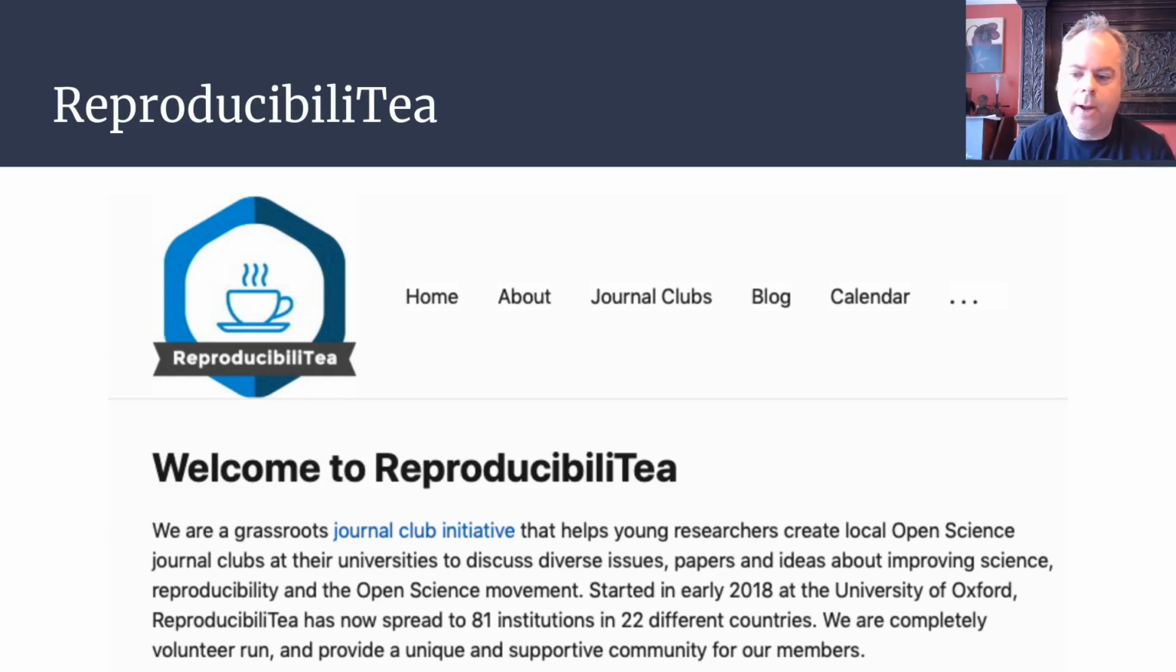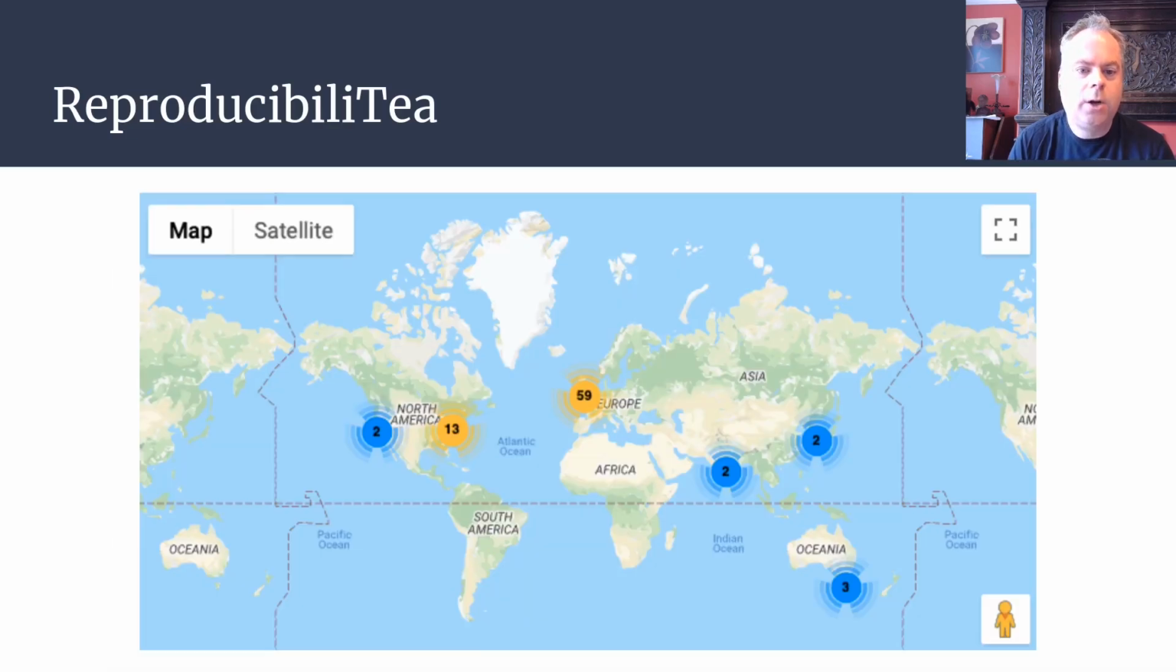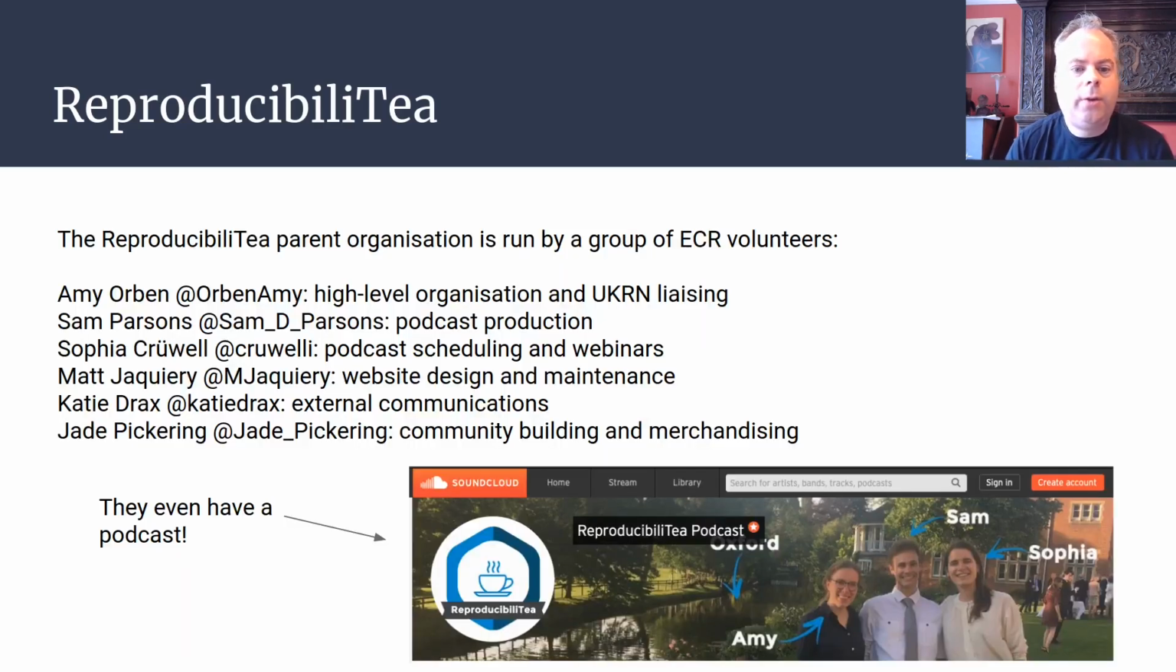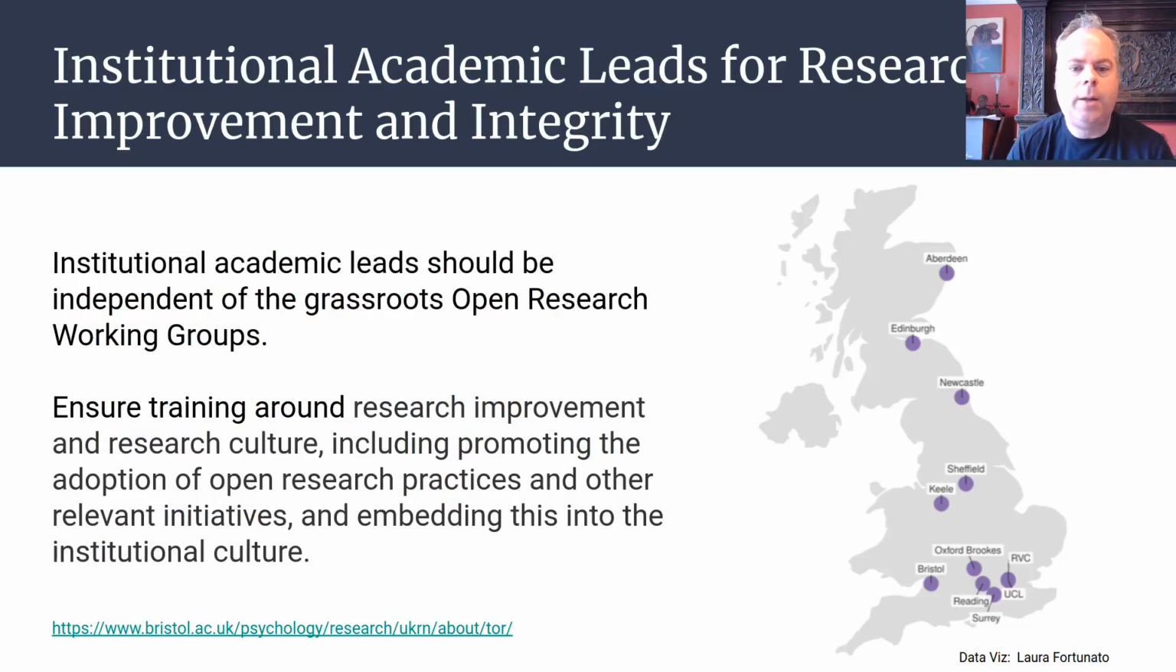There could well be a reproducibility journal club at your university. If there isn't one, you might want to consider starting one. They're very easy to set up, and it's a great global network to be part of, especially if you're an early career researcher. So you can see in the map there what the spread of ReproTea journal clubs is. So there's the parent organisation run by a group of early career volunteers. I recommend that you follow them all on Twitter. Lots of great stuff posted about these journal clubs. Many of them have been running online during the summer of 2020. And there's even a podcast that you can subscribe to as well.